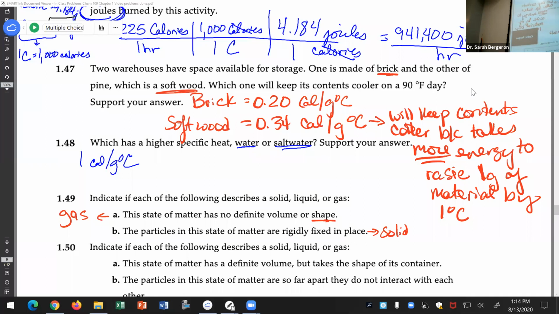What is specific heat? Calorie is energy, gram is mass, and degrees Celsius is temperature. So it's the energy required to raise 1 gram, 1 degree Celsius. So is it going to take more energy to heat water, or is it going to take more energy to heat salt water? Salt water actually has a lower specific heat capacity.